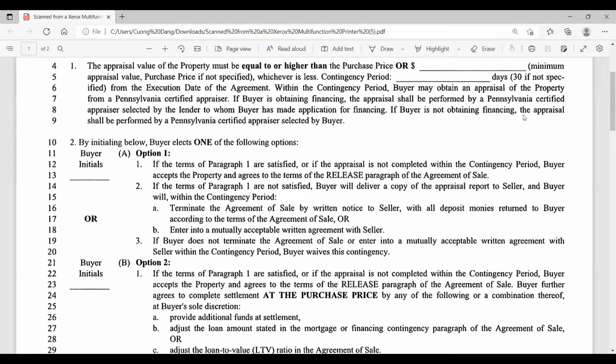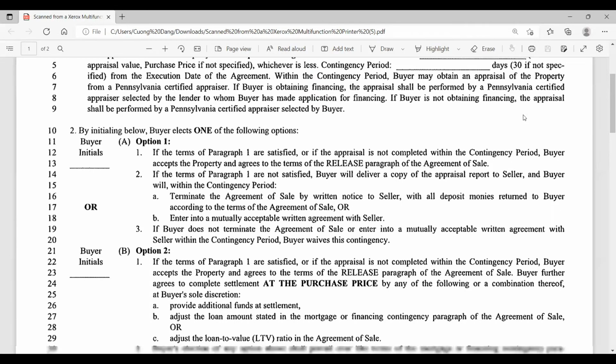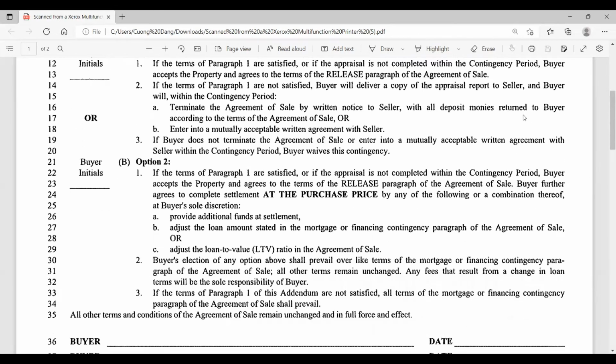Now, I think most of the times I've seen this addendum, option 1 is selected. And the biggest thing there is it does allow the buyer to terminate. Any questions on option 1 before we go to 2?